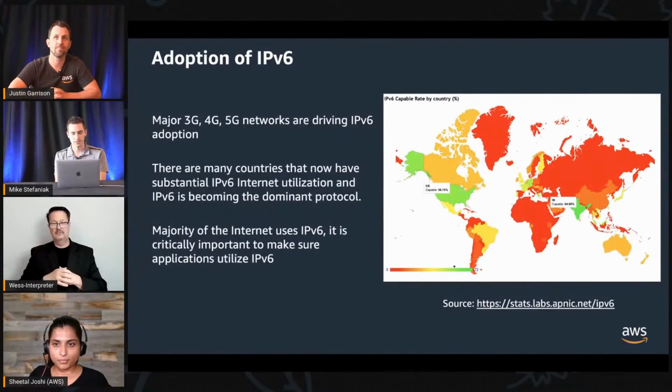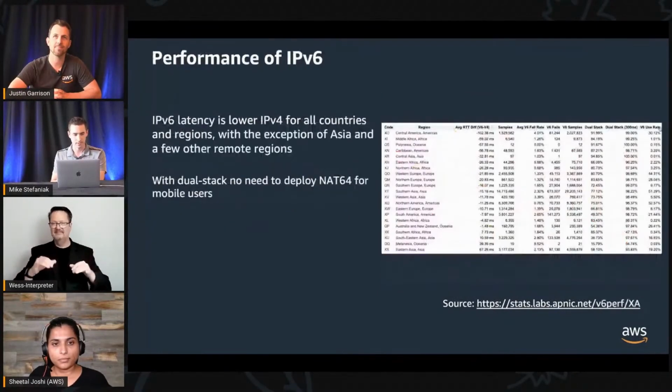Adoption of IPv6 has certainly been accelerating over the last several years. 4G and 5G networks have been driving it. A lot of countries now have pretty substantial v6 internet utilization. If you run an ifconfig command on your home network, you may notice that you get v6, depending on your internet provider. So it's becoming more and more common, and it's definitely the future of addressing. Additionally, one thing that is not well known is that you actually get slightly better performance and lower latency with IPv6 compared to v4 in most regions of the world.